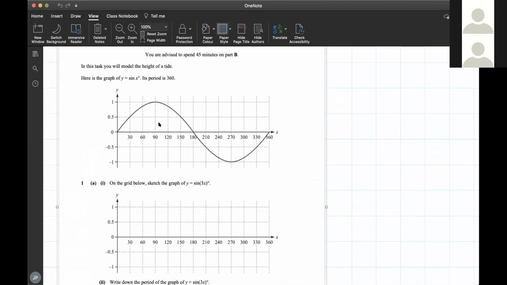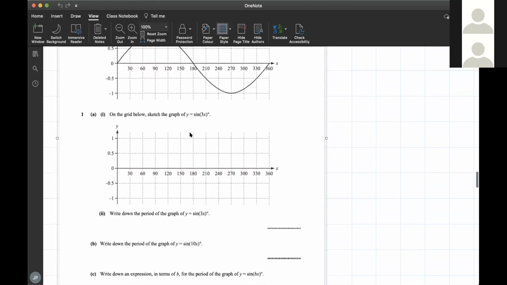This is paper 6. Here is a graph of y is equal to sine x degrees. The period is 360. As you can see, one complete sine wave. It says on the grid below, sketch the graph of y is equal to sine 3x. You're allowed to use the calculator for paper 6, so you can actually sketch it on the calculator and copy the sketch here.